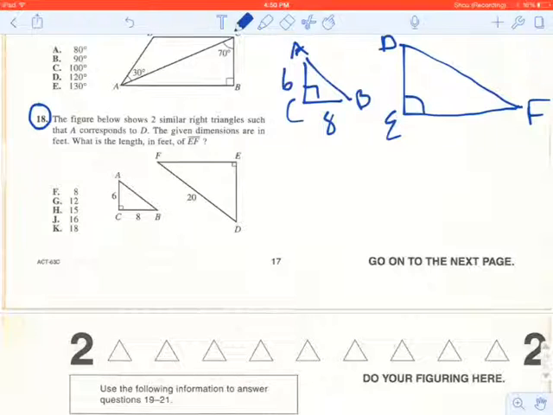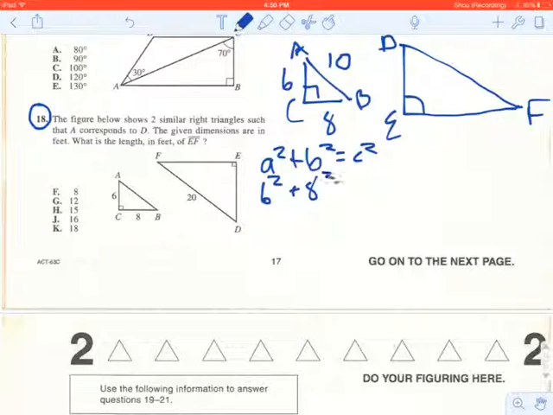So if AC is 6 and CB is 8, then we know that AB is 10. And you could do this with the Pythagorean theorem. A squared plus B squared is C squared. Solving for C will give you 10, but it's helpful to know this Pythagorean triple. It comes up a lot.